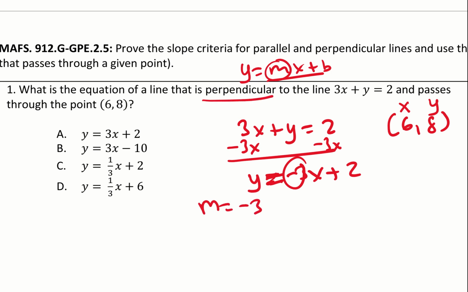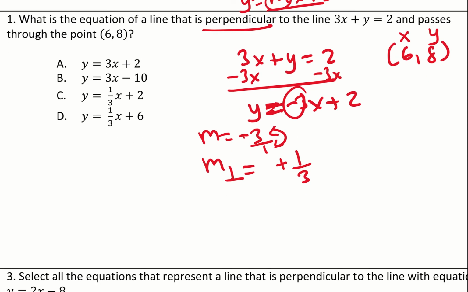Now, in order to get that to be perpendicular, remember what I said earlier: I have to flip the fraction and then change the sign. So I got to flip that. There's an invisible 1 there. So it becomes 1 over 3. Change the sign from negative to positive. And so now my slope is 1/3. So now if I use y equals mx plus b, I'm going to use 1/3 there.